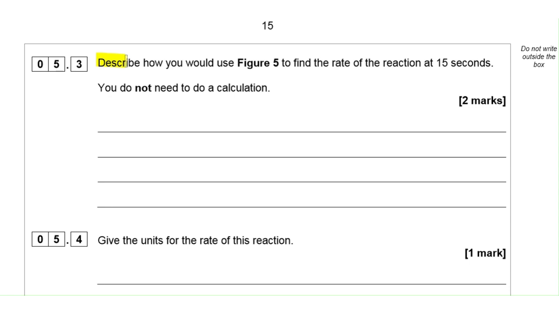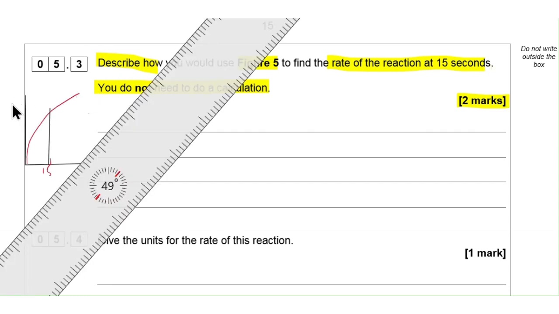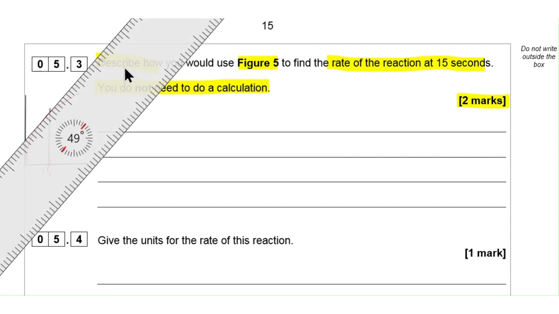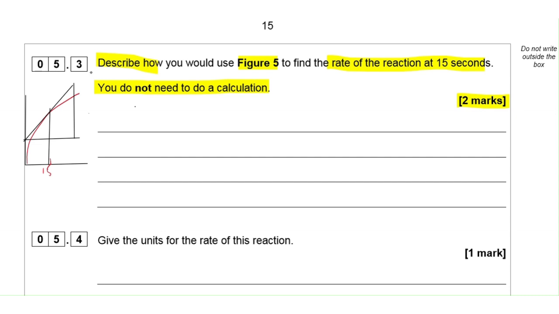5.3. Describe how I would use figure 5 to find the rate of the reaction at 15 seconds. You do not need to do a calculation, and this is a 2-mark question. Now this question is about drawing a tangent. There's a little mini graph here, and I'm going to remind you how to draw a tangent. You draw a construction line up at the time 15 seconds, draw a line across where the curve is at 15 seconds, and then once you've done that, you work out the gradient of that tangent.